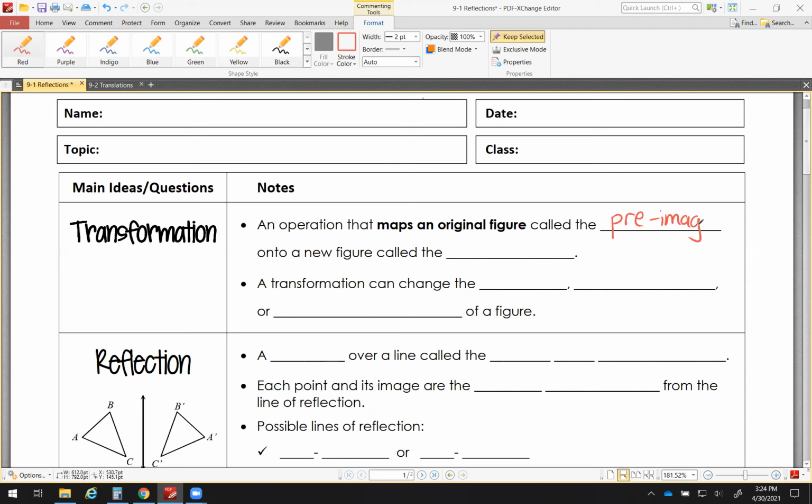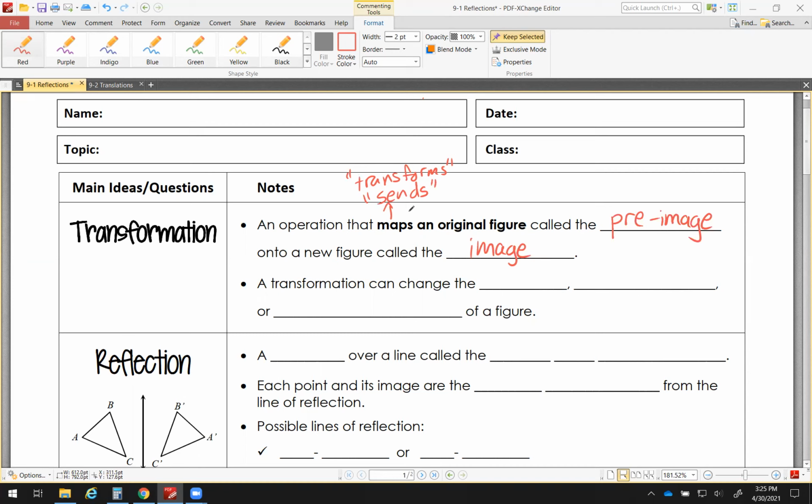Okay, so the original figure is called the pre-image and onto a new figure called the image. Pretty straightforward there, just some vocab for you. And you can think of the word maps as like transforms, or the way that I like to think about it is sends. So it kind of sends it off through whatever transformation we're going to be doing, and it appears at the target location.